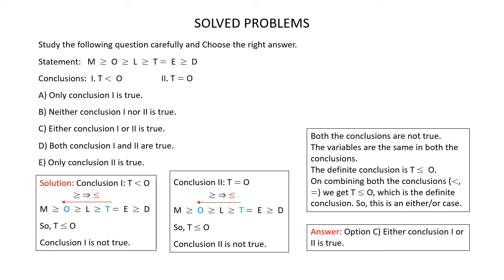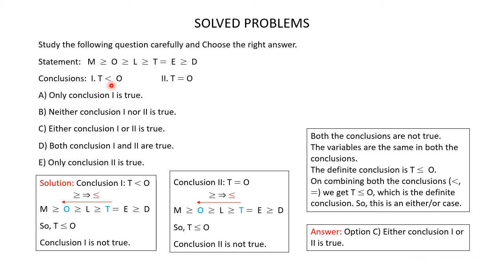Now we have found that conclusion 1 is not true. Conclusion 2 is not true. But before we mark "neither conclusion 1 nor 2 is true" as the correct answer, let's consider a few points. When we look at both the given conclusions, we'll see that the variables are the same in both the conclusions. They are T and O. Now we have found that the definite conclusion is T ≤ O.